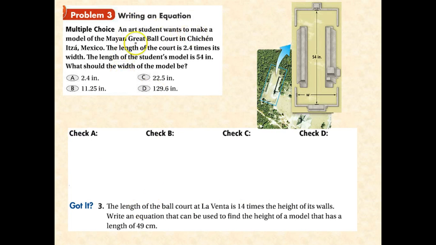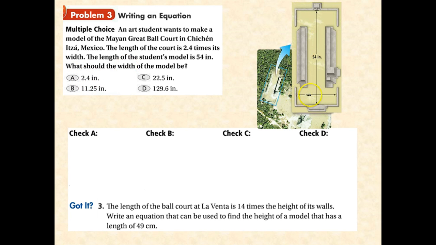Alright, an art student wants to make a model of the Mayan Great Ball Court in Chichen Itza, Mexico. The length of the court is 2.4 times its width. The length of the student's model is 54 inches. What should the width of the model be? Okay, so we need to figure out what we can plug this into to see if it's the correct answer, to see if it's a solution.